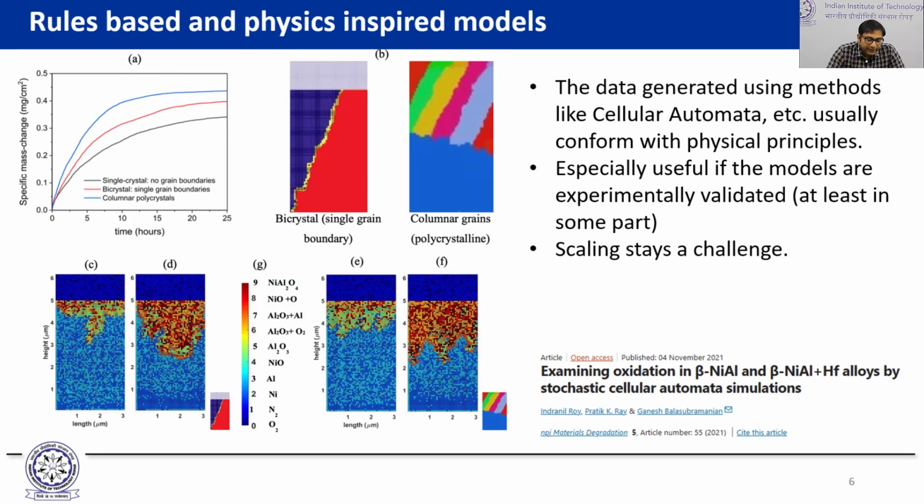Then you've got rules-based and physics-inspired types of models. Cellular automata would be a prime example in this case. Here, what we had done was implement a certain hierarchy of rules in order to model the oxidation behavior. In processes where you have a reasonably good understanding of the underlying physics and chemistry, you can come up with a set of rules.